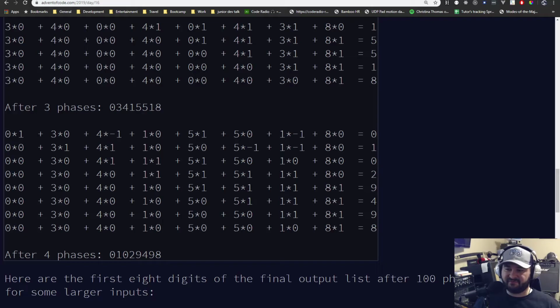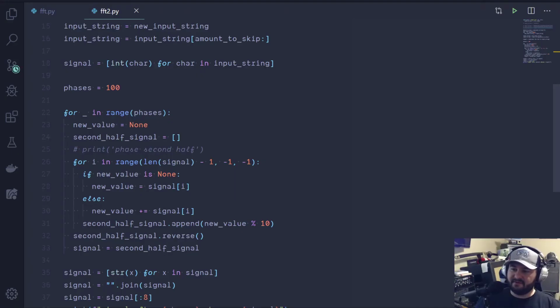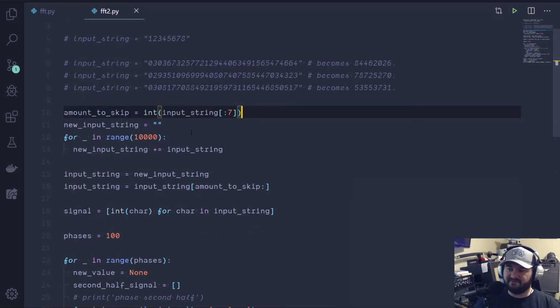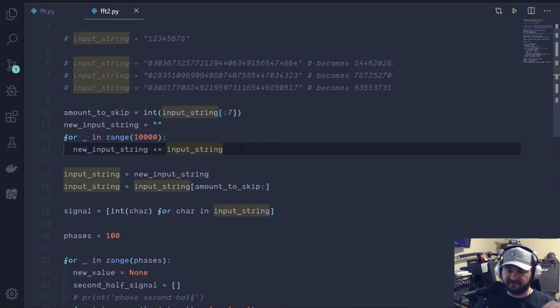That's a heck of a lot faster than looping through phases and all this madness and doing nested for loops and stuff. So if you look at that code, I get my input string. I look at my amount to skip, which is going to be the first 7 digits of that. I create a new string. I just loop over range 10,000, and add to the new string the same input string, so just duplicate it 10,000 times.